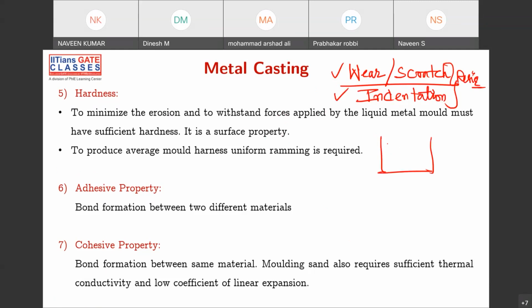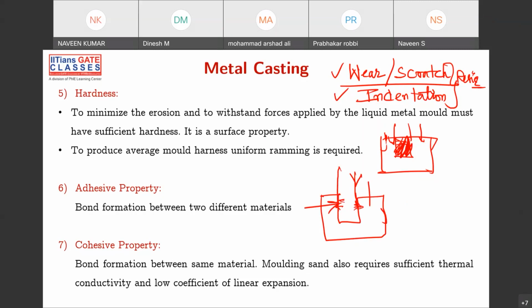Indentation is what? If you're having some pattern, you're putting the pattern, and then you're ramming it. When you're ramming it, the hardness should be more. If you're having good hardness, when you remove the pattern, there won't be any indentation formed. Or when you are pouring, because of friction between molten metal and the sand wall, this is the line where there is friction between molding sand and the liquid metal, and the sand should not flow away. It should not wear away. It should not scratch away. It should not get mixed into the molten metal. That's the reason why hardness is very important.